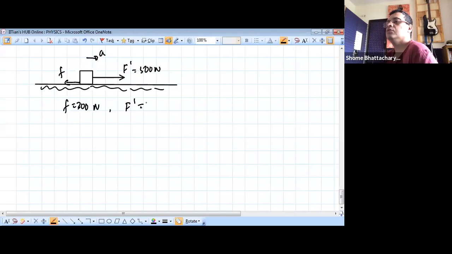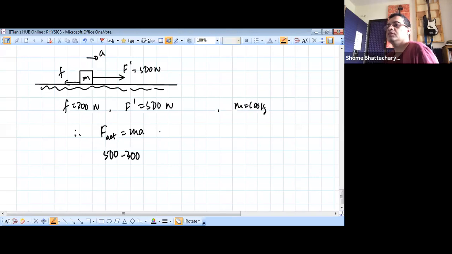Okay. But F prime is now increased to 500 newtons, and the mass of the body is given to us as 100 kg. So we'll see that this time the net force is becoming 500 minus 300, becoming F prime minus friction. So 200 newtons is the net force and the mass is 100 kg. So you can see that the acceleration has bumped up to 2 meters per second squared.